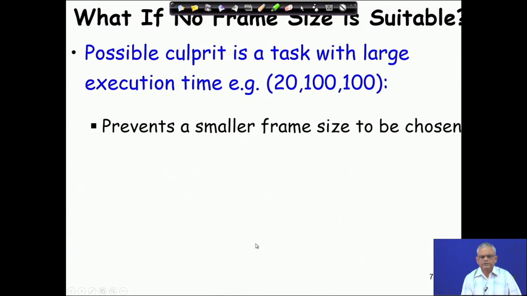But what happens if we try out all possible frame sizes and find that none of the frame sizes is suitable? If we think of it, the major culprit in this case is a task with large execution time. For example, if we have many tasks with execution time of 3, 4, 5, etcetera, and there is one with 20, 100. Obviously, the frame size needs to be large here, 20 at least, and the number of frames will become less. So, let us say the major cycle is 100, the number of frames becomes 5, and not only that, the deadline constraint will also be violated.